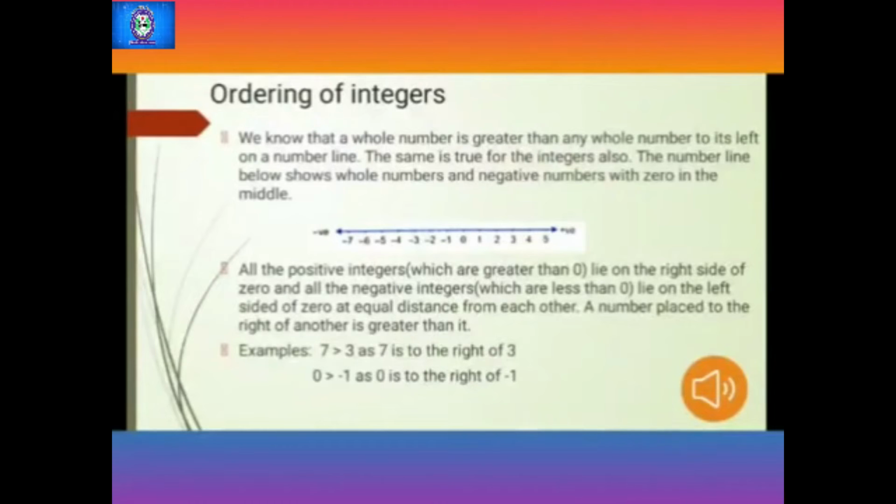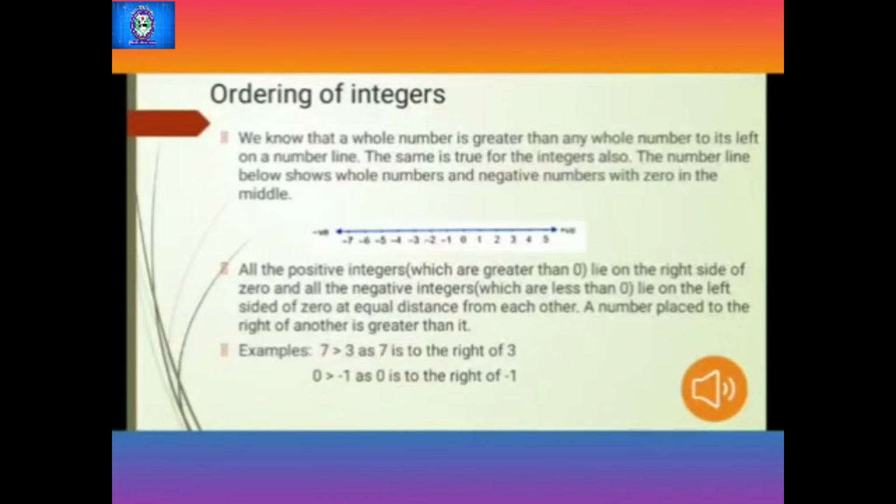Dear students, now let's discuss ordering of integers. We know that a whole number is greater than any whole number to its left on a number line. The same is true for the integers also. The number line below shows whole numbers and negative numbers with 0 in the middle.